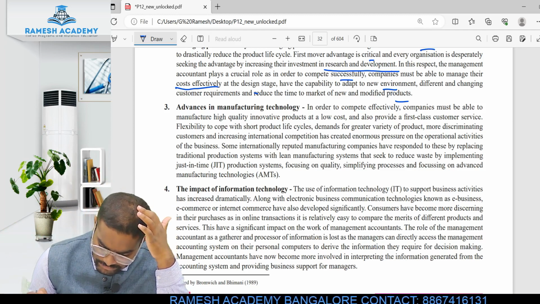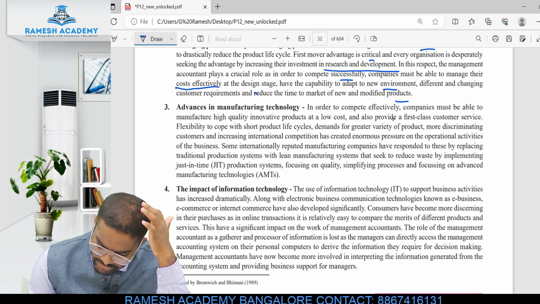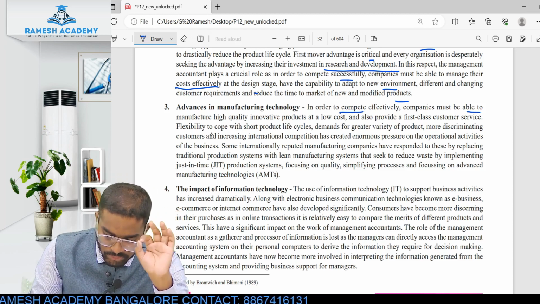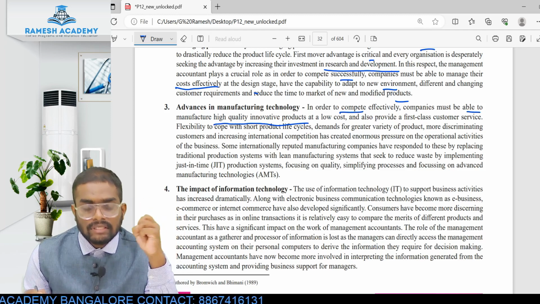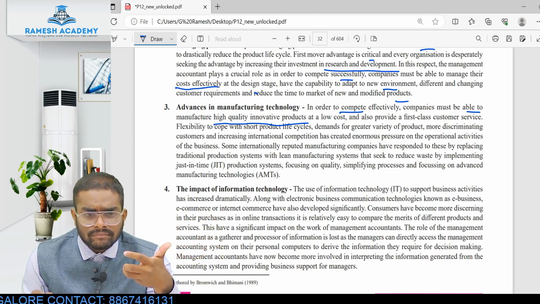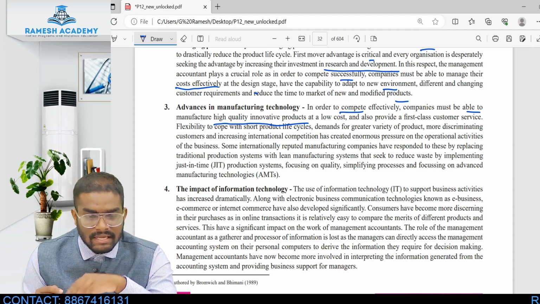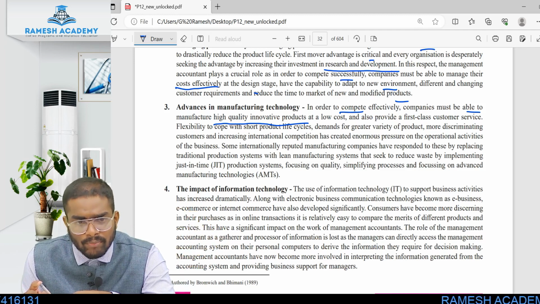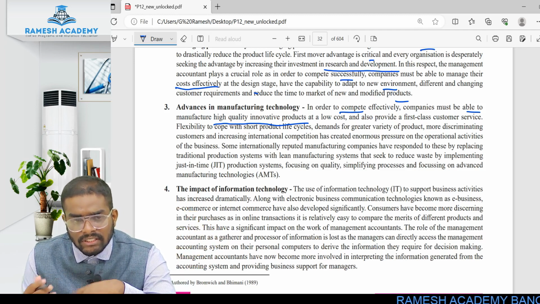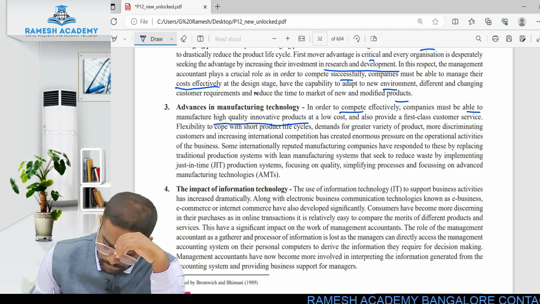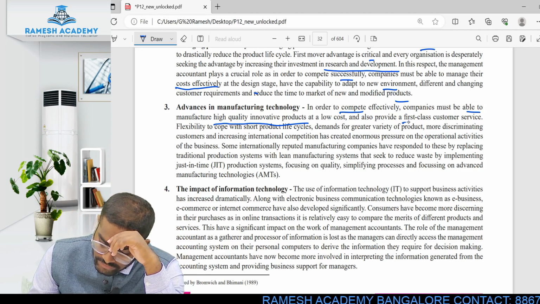Let's read the important things in this. In order to compete effectively, the companies must be able to manufacture high quality innovative products. The same product is no use now, because something innovative in the product needs to be done. If it is the same pen, if it is the same pencil, who will buy? There should be a pencil with an eraser on top of it. These are innovations. These are simple innovations, but they will lead to greater profit at a lower cost, and also provide first class customer service.